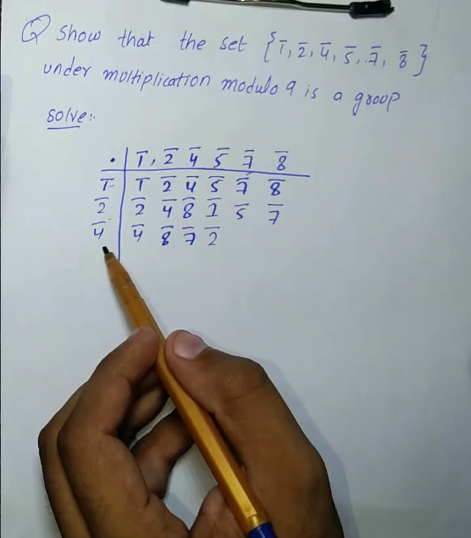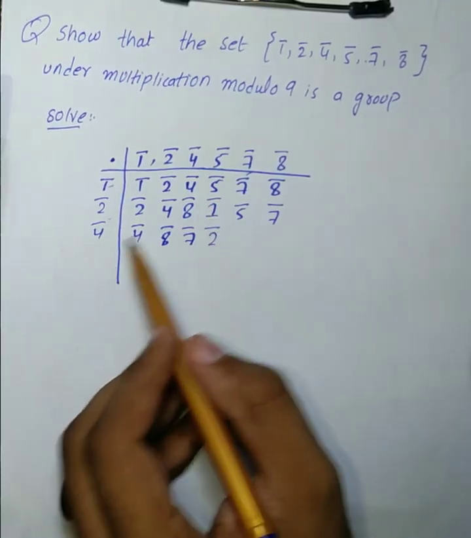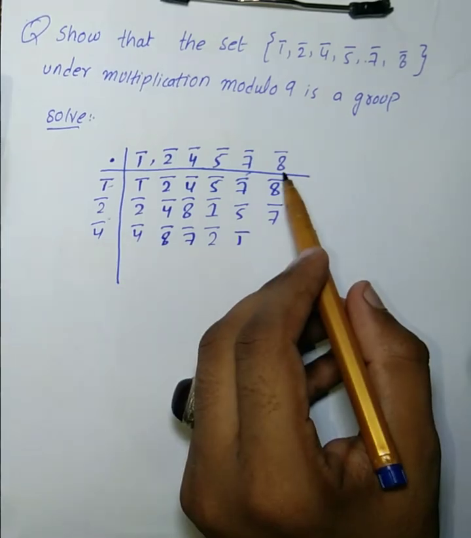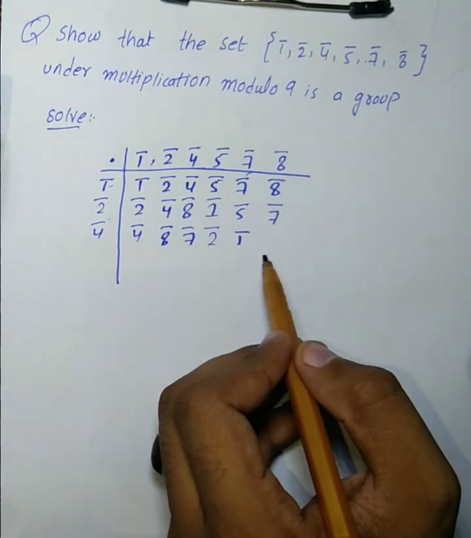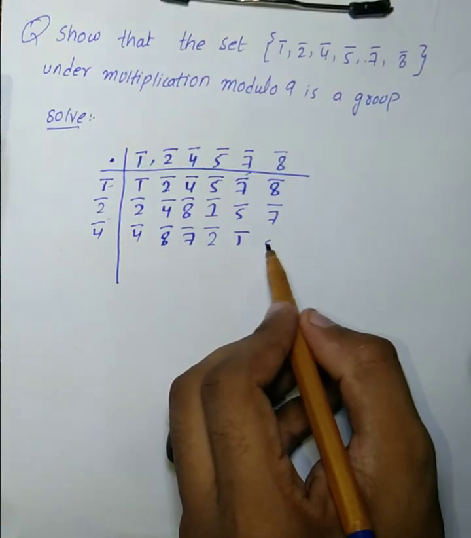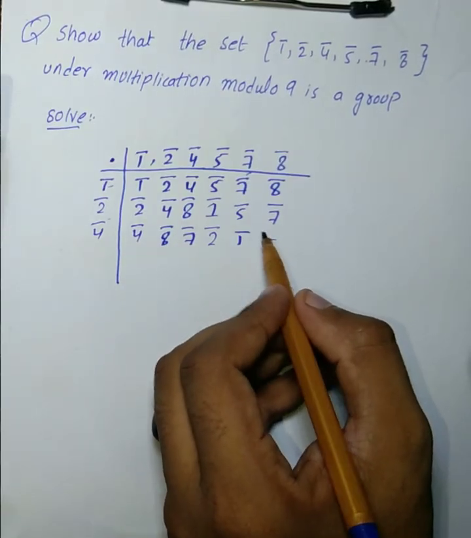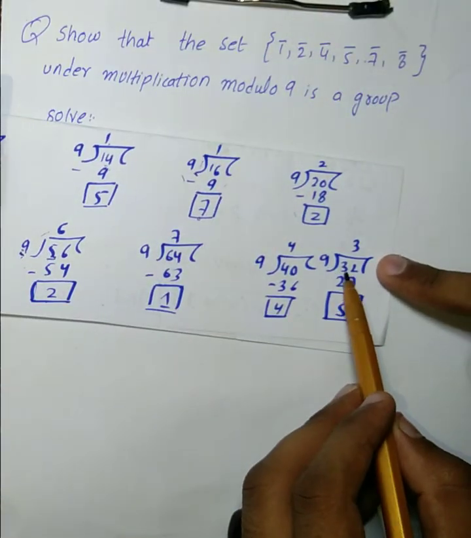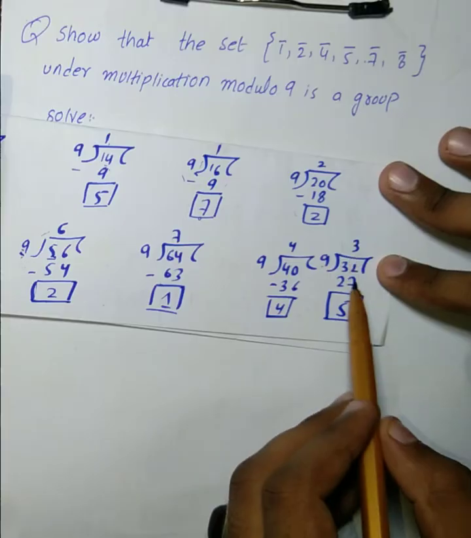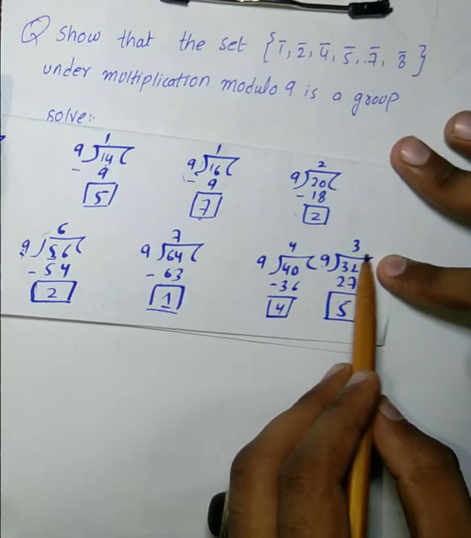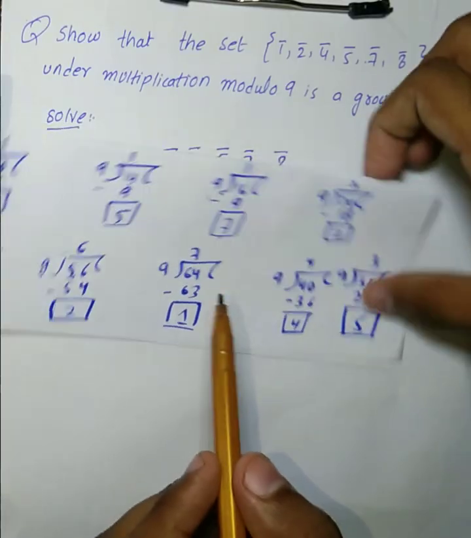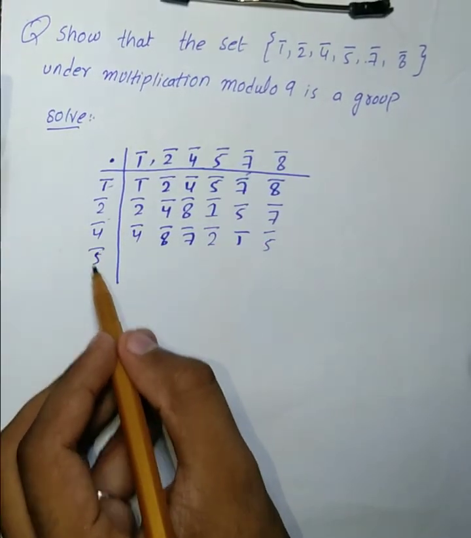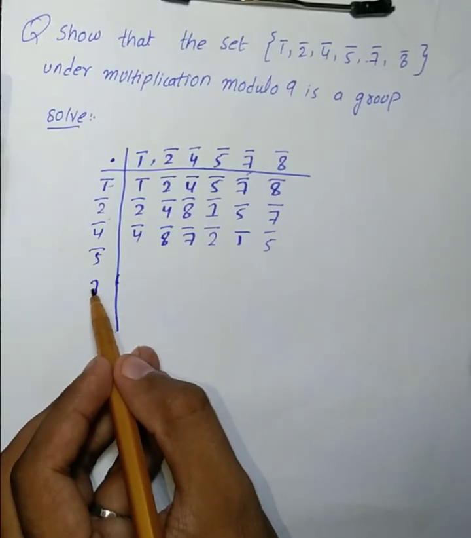And 7 times 4 is 28, and the remainder is 1, and 8 times 4 is 32, and the remainder is 5. 32 is greater than 9, so we divide 32 by 9, and the remainder is 5. The next number is 5, then 7, and 8.